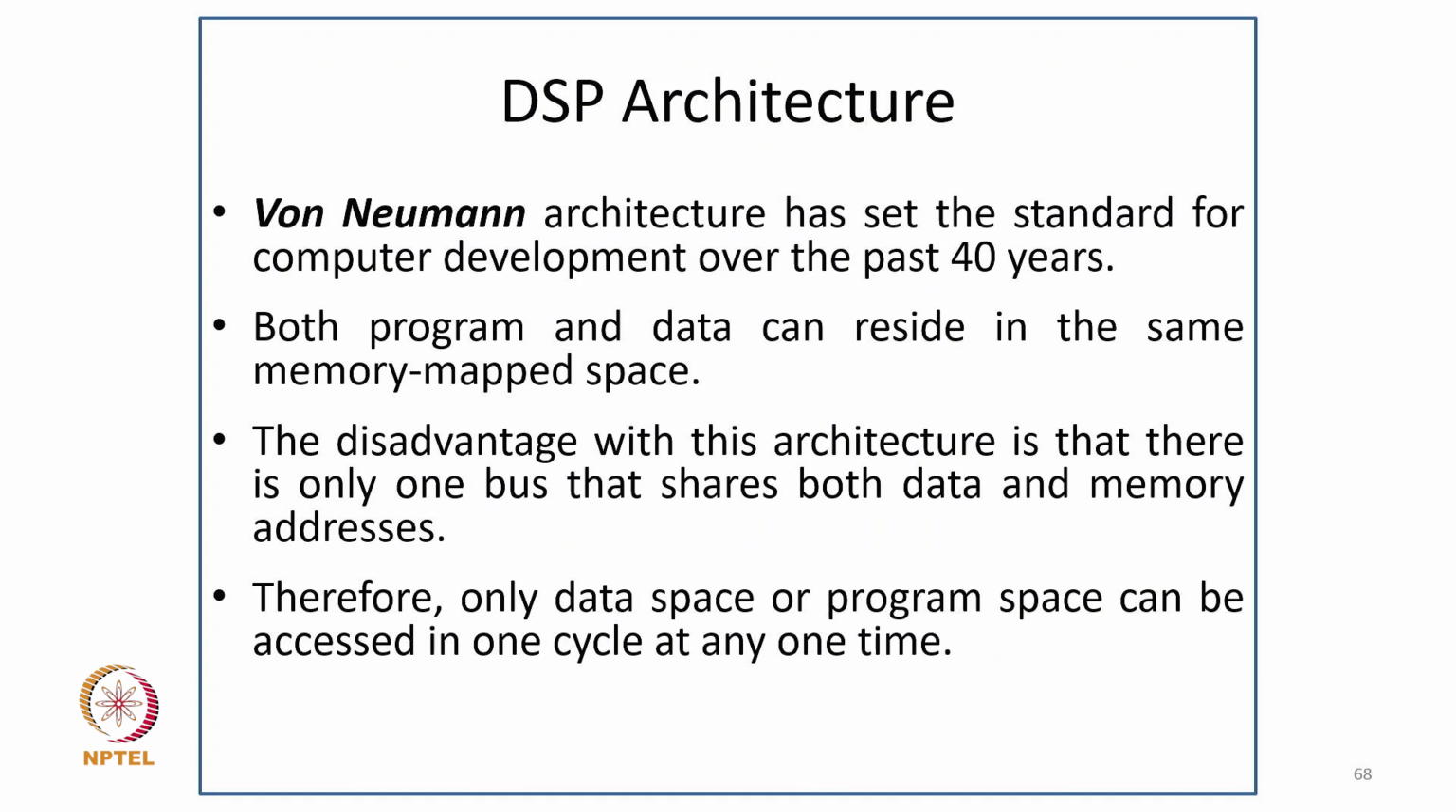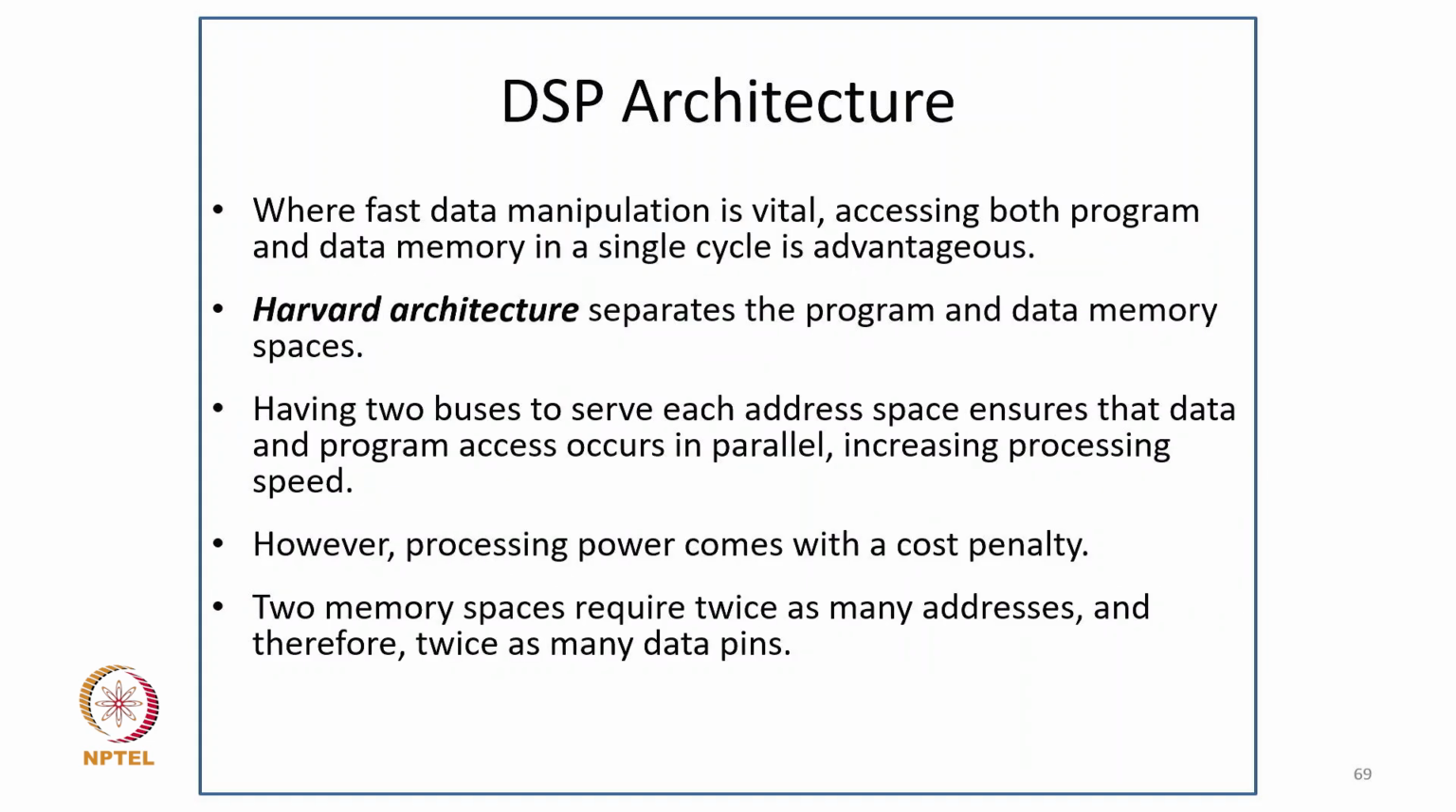So the von Neumann architecture has set the standard for computer development over the past 40 years, and both program and data can reside in the same memory mapped space. The disadvantage of this architecture is that there is only one bus that shares both data and memory addresses. Therefore, only data space or program space can be accessed in one cycle at any one time. Where fast data manipulation is vital, accessing both program and data memory in a single cycle is the advantage.